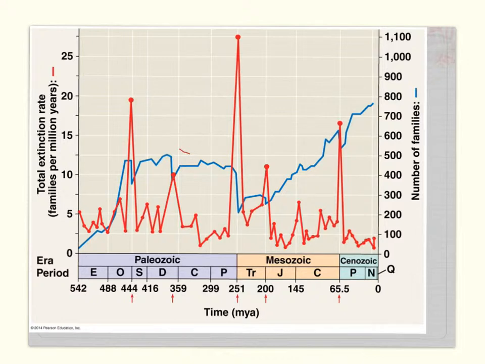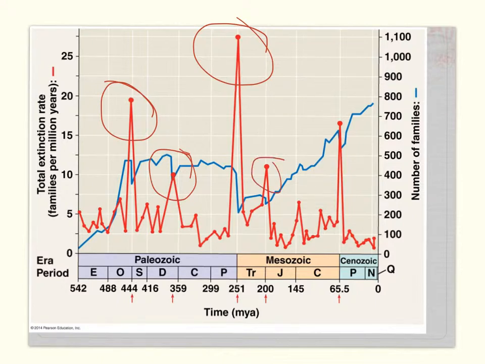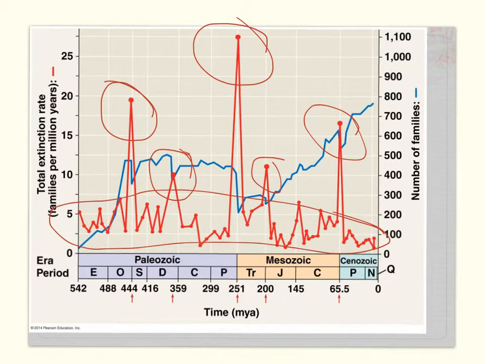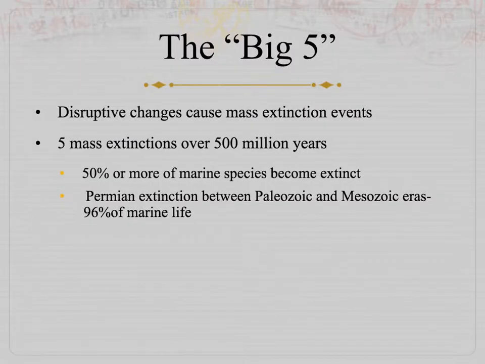Okay, so did you find them? We've got one right there, a little bit smaller one, two right there, huge one right there. Number of families was 1.1 million families. Another one there, and the fifth one here. Okay, so where were these different extinction events and what was happening? You can see that the rest of the graph has relatively low levels of extinction. So let's talk about those big five.